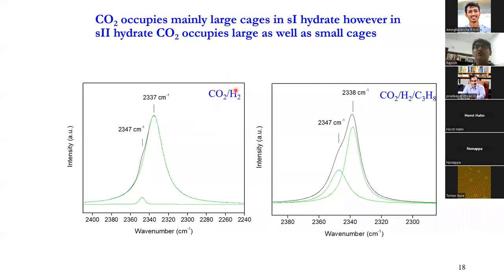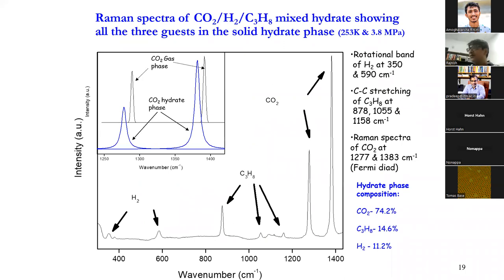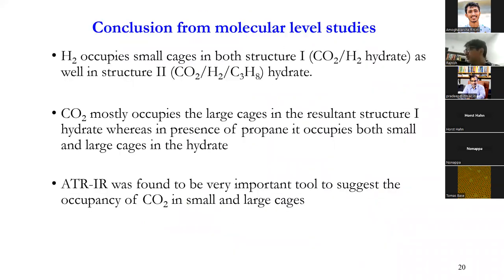Whereas when CO2 and hydrogen form a structure 1 hydrate, a small amount of CO2 will occupy the small cages, and primarily the small cages are occupied by hydrogen. So this was very interesting information we found, and that improved the separation efficiency. It reduced the pressure at which this operation can be done. And from there, we identified that this could be a process by which you can separate a mixture of CO2 and hydrogen.